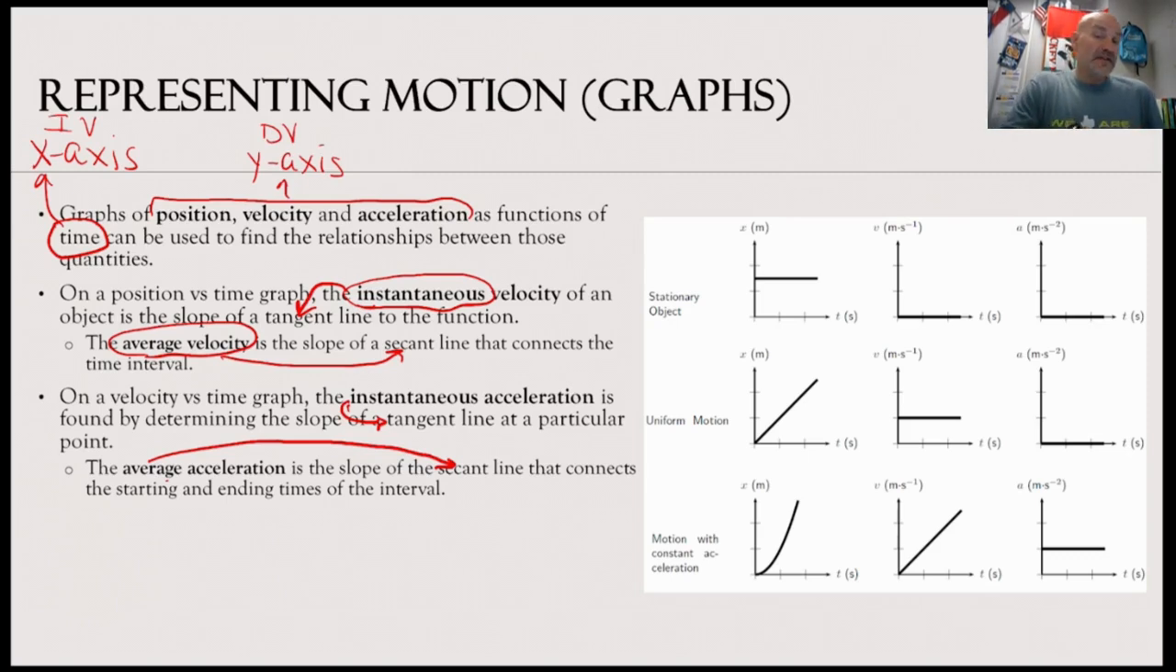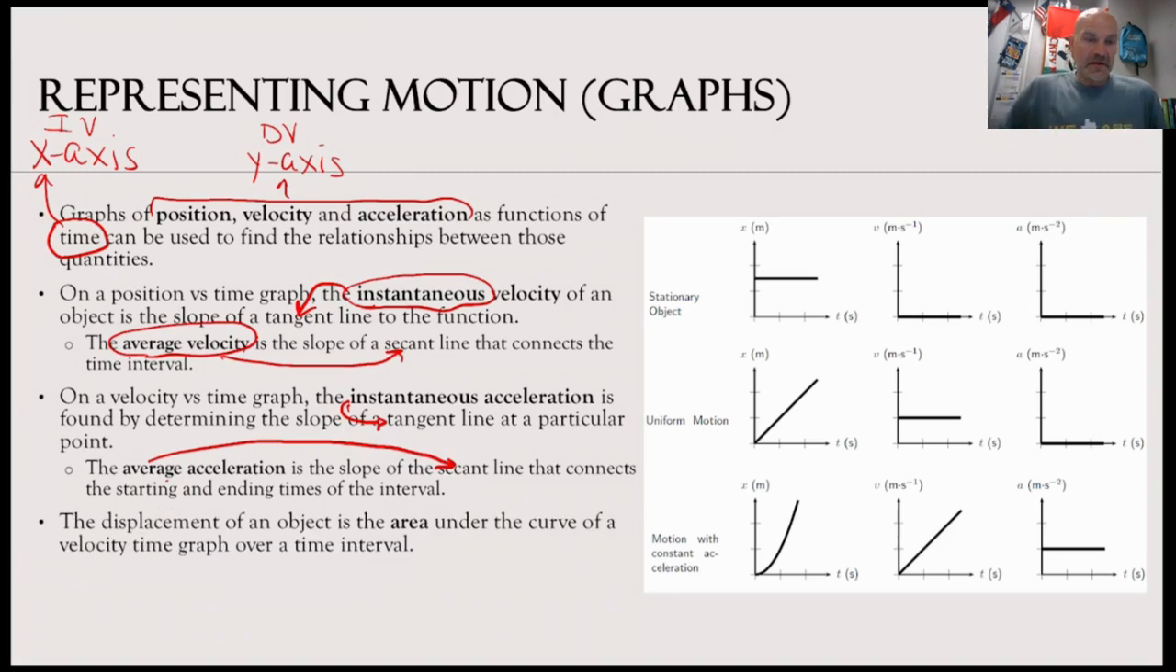Now, the easy graph that you're going to see is simply acceleration versus time. We'll get that here in a moment. But the velocity versus time graph is the middle graph. And so we can go down to acceleration by finding the slope, but we can also go up to the position versus time by finding the area under the curve.